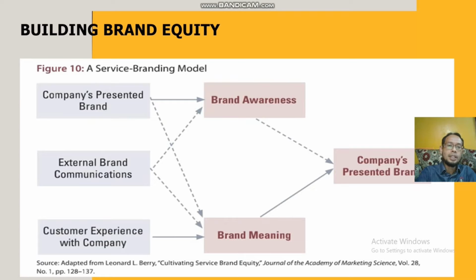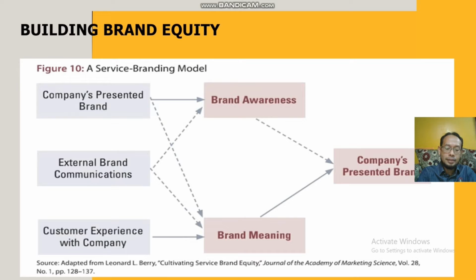Building brand equity. To build a strong brand, we need to understand what contributes to brand equity. Brand equity is the value premium that comes with a brand. It is what customers are willing to pay for the service, beyond what they are willing to pay for a similar service that has no brand. Figure 10 shows the following 6 key components.